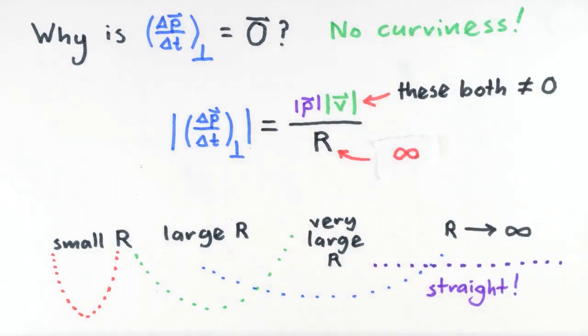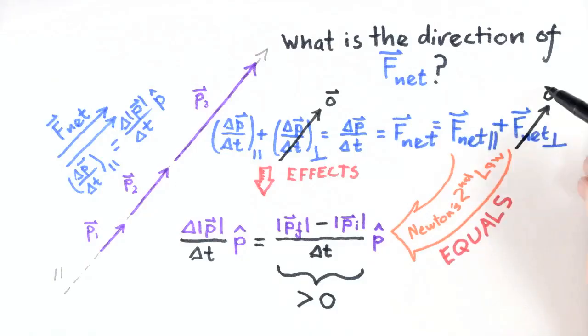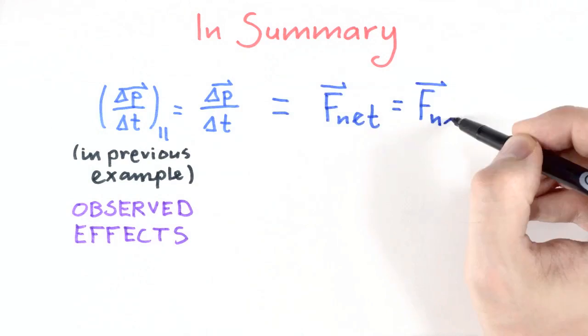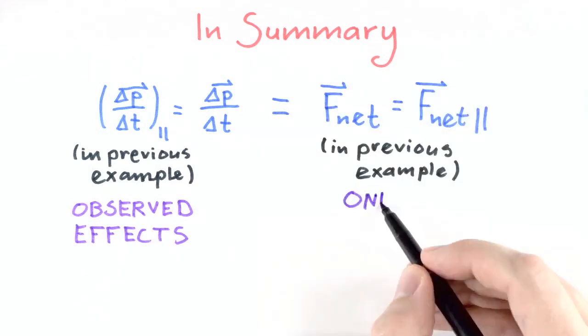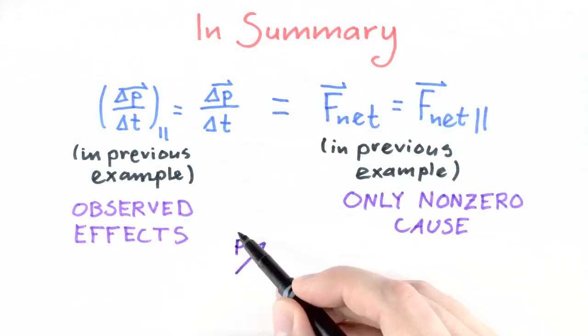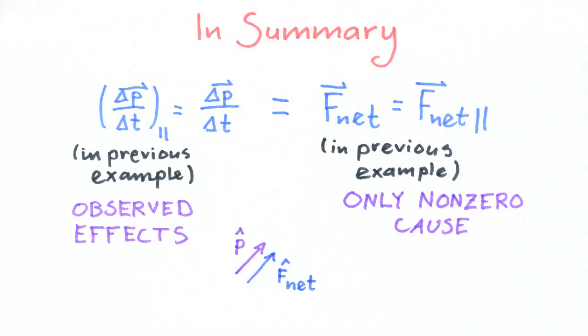So, by Newton's second law, we should expect no cause, meaning F net perpendicular must be equal to 0. So, since these two parts, F net parallel and F net perpendicular, must add up to give F net, then, since F net perpendicular is 0, we conclude F net is equal to F net parallel, and therefore F net must point in the direction of the object's motion in this particular case.